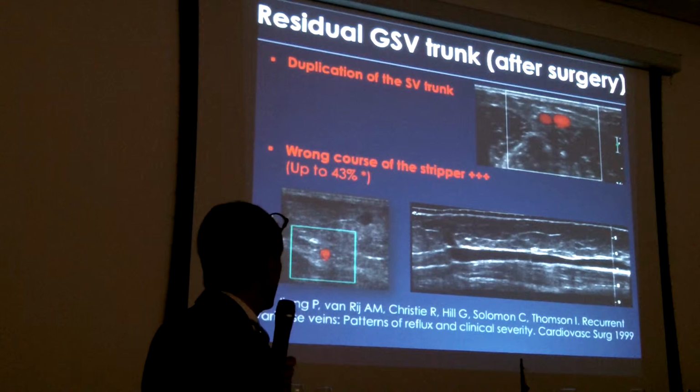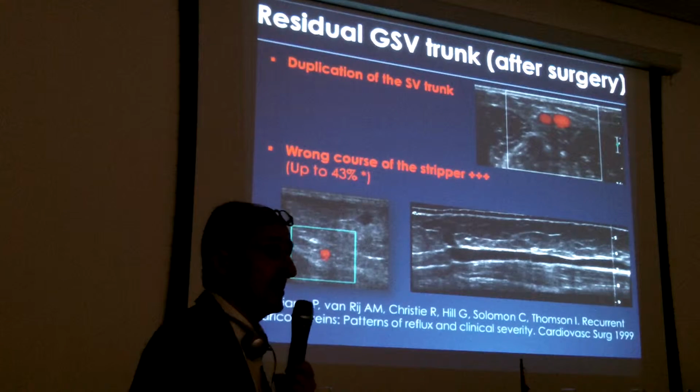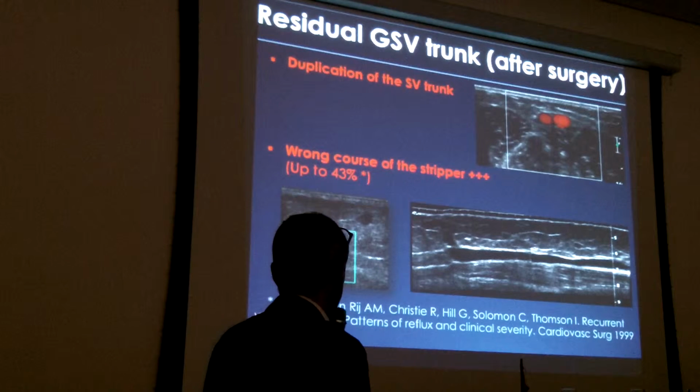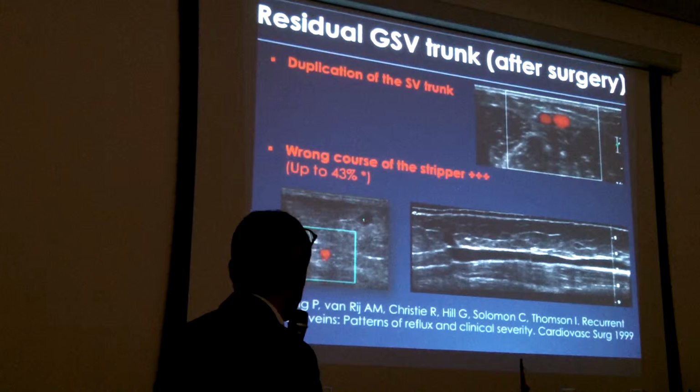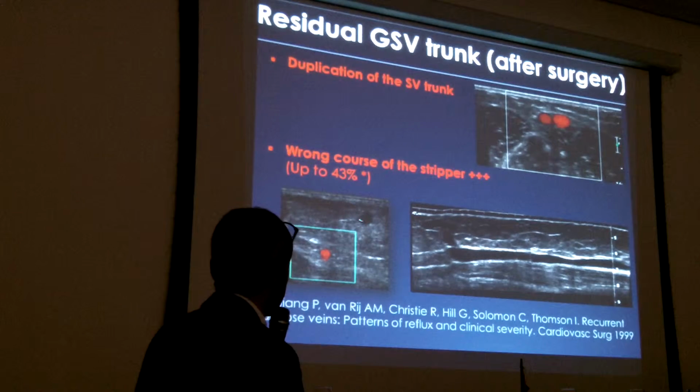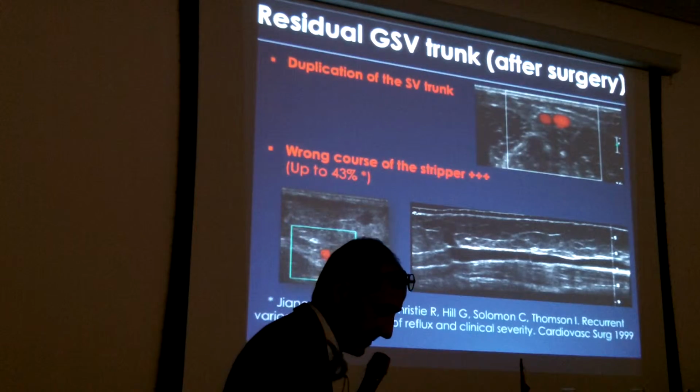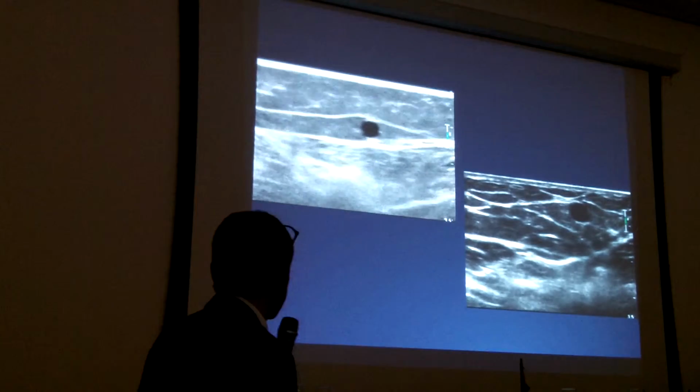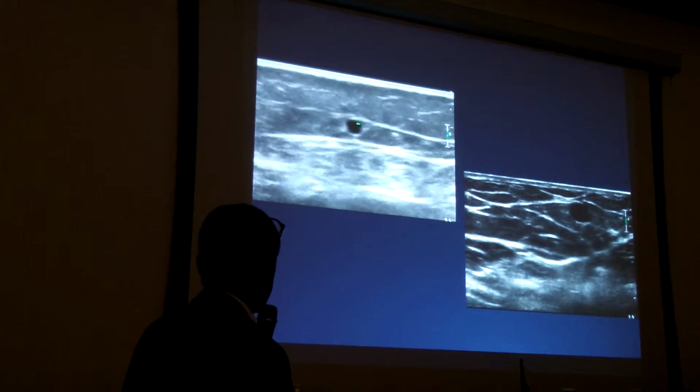It can be related to a duplication of the saphenous vein trunk, like you see here, but usually it's a wrong course of the stripper that goes into a tributary, as you see here, and the main trunk is still patent and refluxing. This is a typical view of a residual trunk after incomplete surgery. This is a video of this residual trunk.